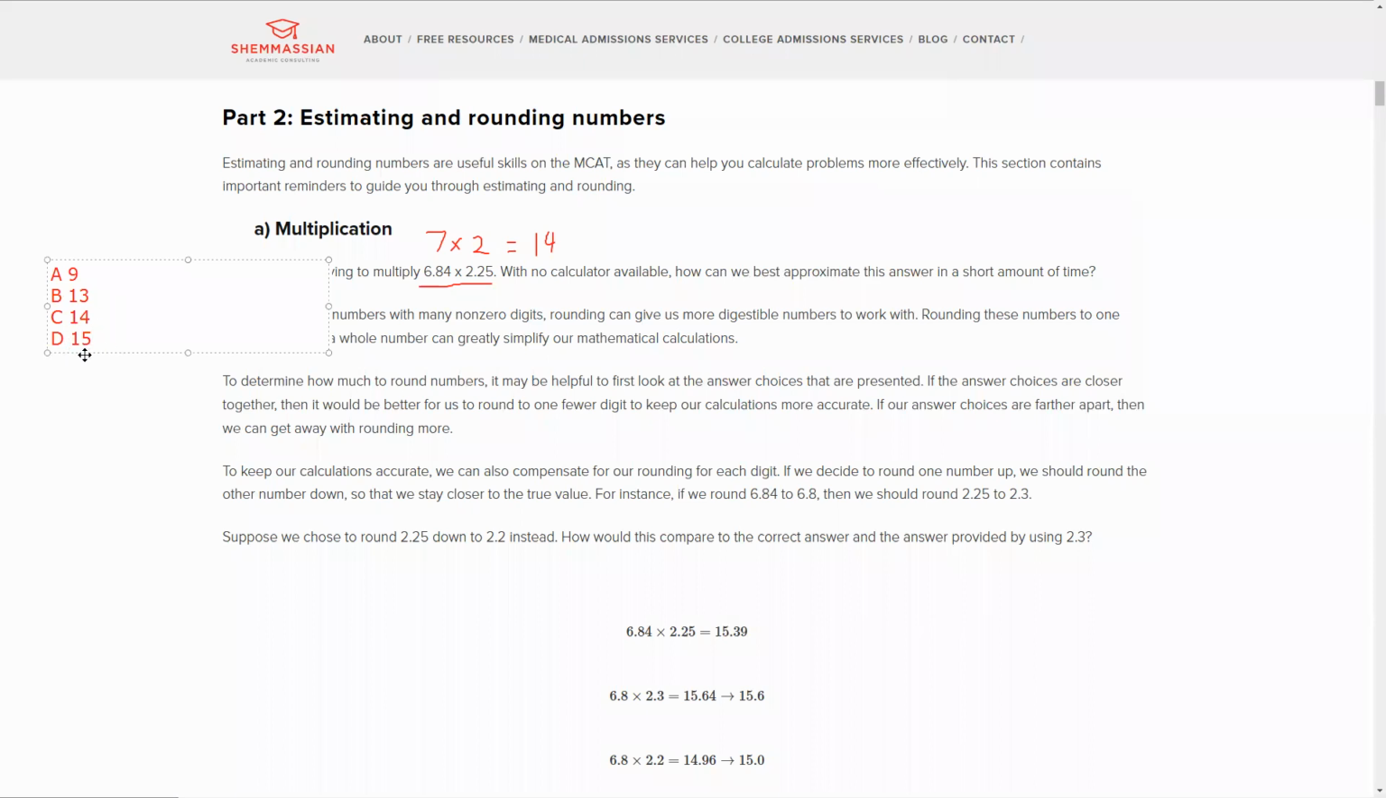The MCAT is typically going to give you something more along these lines, where two of the choices will be wrong, but your gross estimation is not going to help you decide between the last two. So we need to be a little bit more specific and targeted with our estimating. How do we do that?